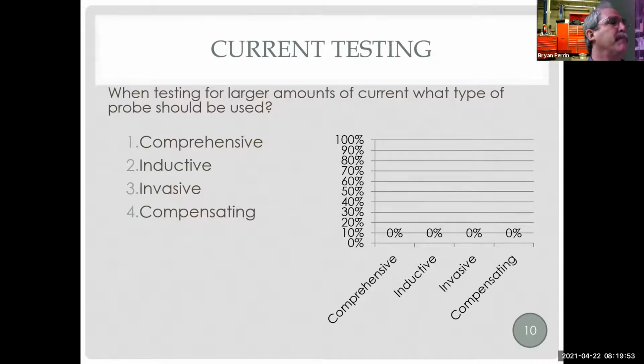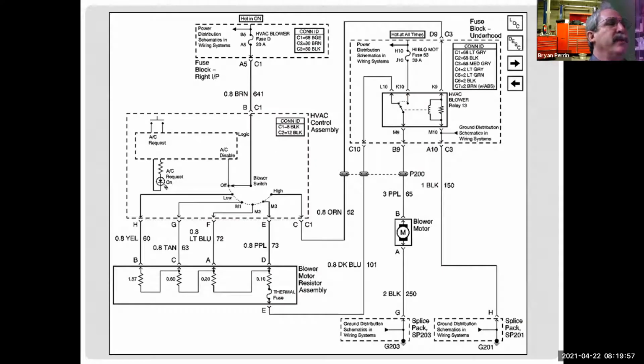Okay, so now we're going to do a little bit of tracing. So in the handout that I handed you, I want you to find the blower motor circuit. And here's my HVAC power. Here's my HVAC control assembly. So here's my blower switch.